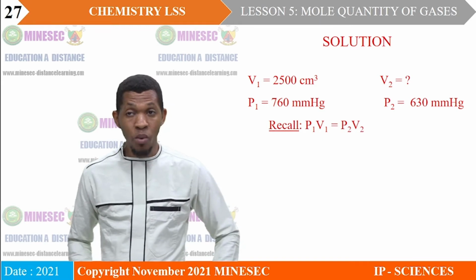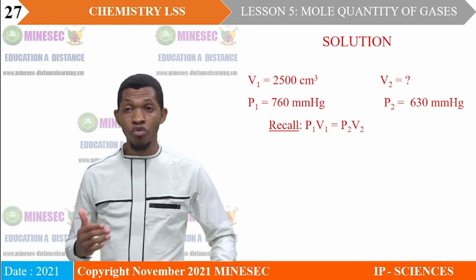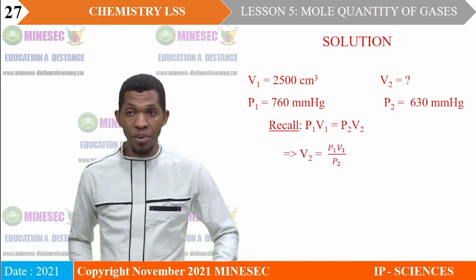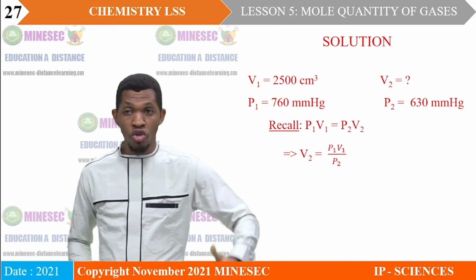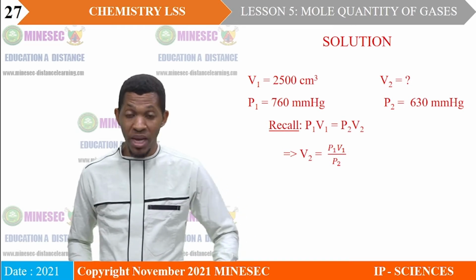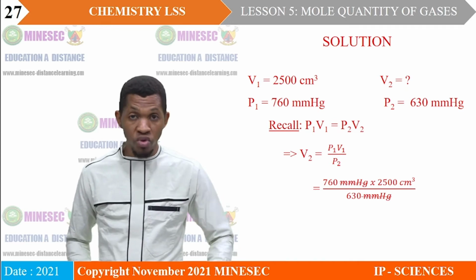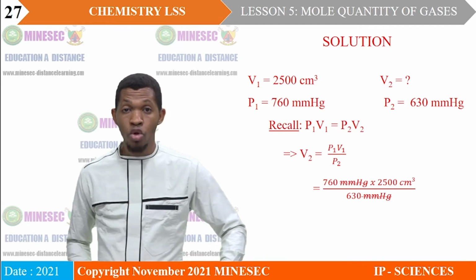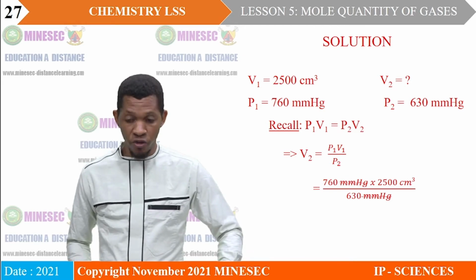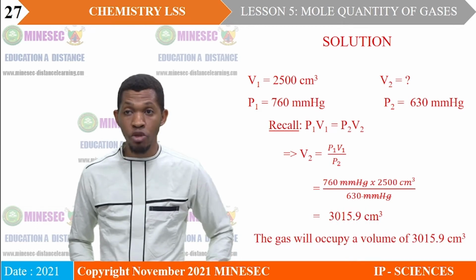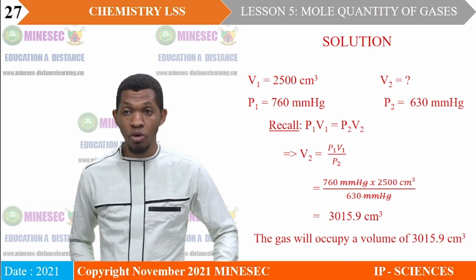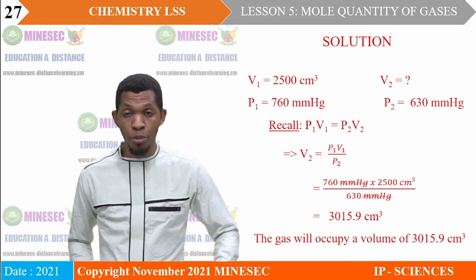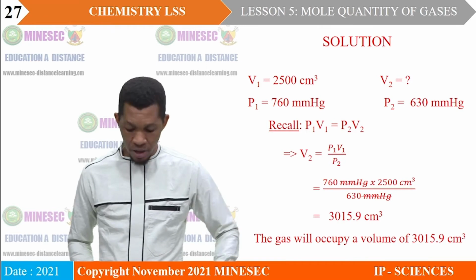We know that P1 V1 is equal to P2 V2. So if we make the final volume V2 the subject of the equation, we have V2 is equal to P1 V1 over P2. Substituting P1, V1 and P2 with their values, we have V2 is equal to 760 millimeters of mercury times 2500 cm³, all divided by 630 millimeters of mercury. And this gives us V2 is equal to 3015.9 cubic centimeters. So the gas will occupy a volume of 3015.9 cubic centimeters.